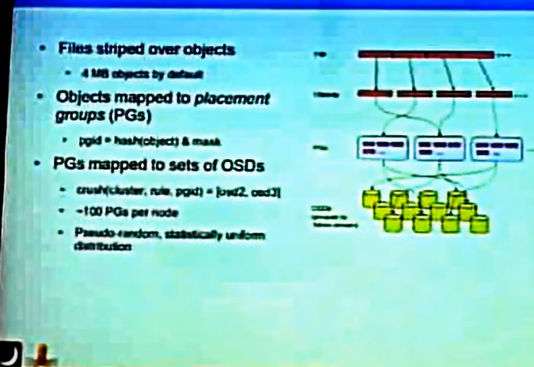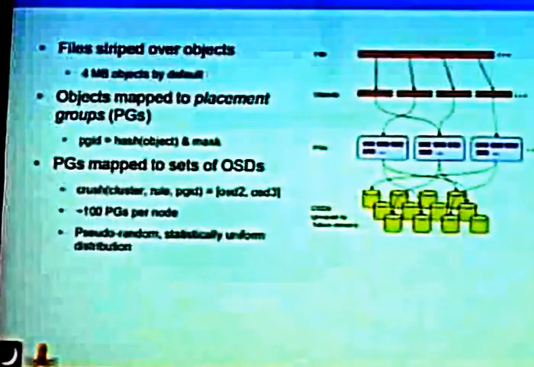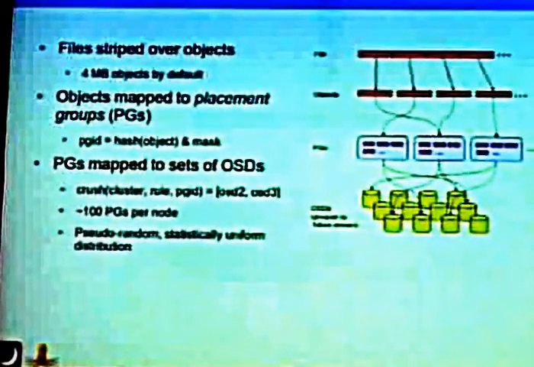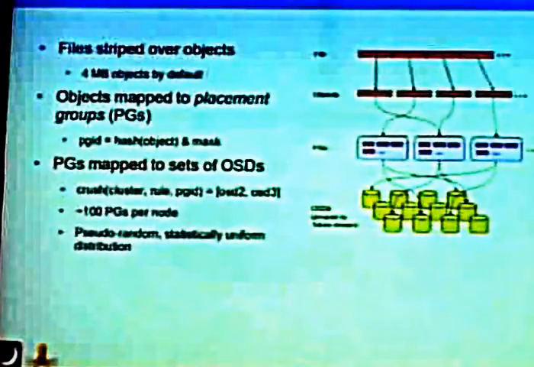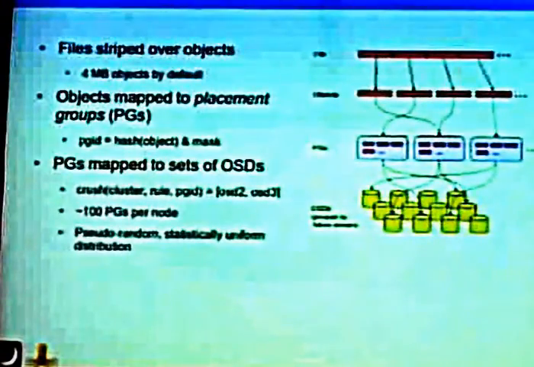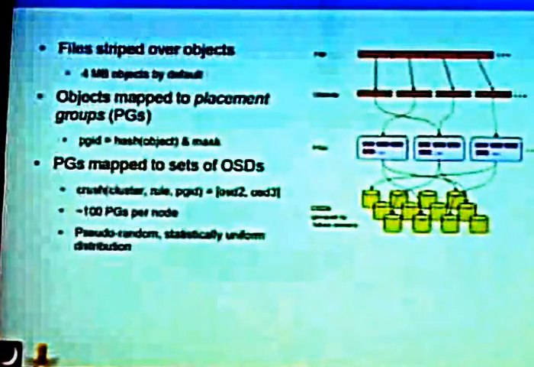So how is this actually used when we start talking about the full picture of placing data in Ceph? First, the system takes file data and it stripes it over objects using some simple striping scheme. By default, we just break the file into 4 megabyte objects. Or if you're talking directly to the object store, your user application will just say, this is the object I want to store. And you would skip that step.